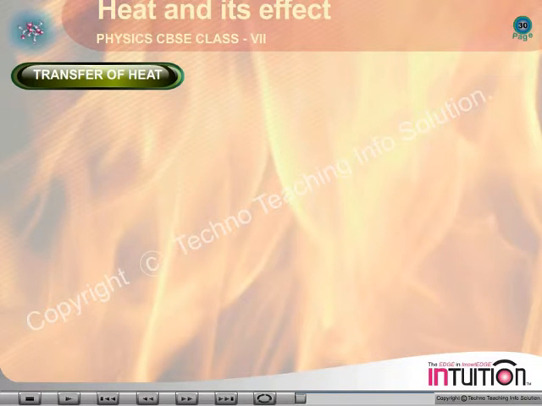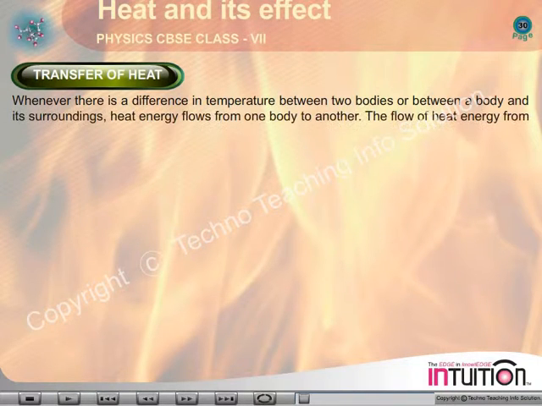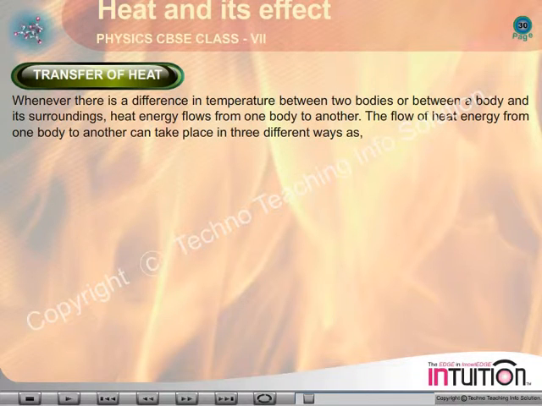Transfer of heat. Whenever there is a difference in temperature between two bodies or between a body and its surroundings, heat energy flows from one body to another. The flow of heat energy from one body to another can take place in three different ways: 1. Conduction, 2. Convection, 3. Radiation.